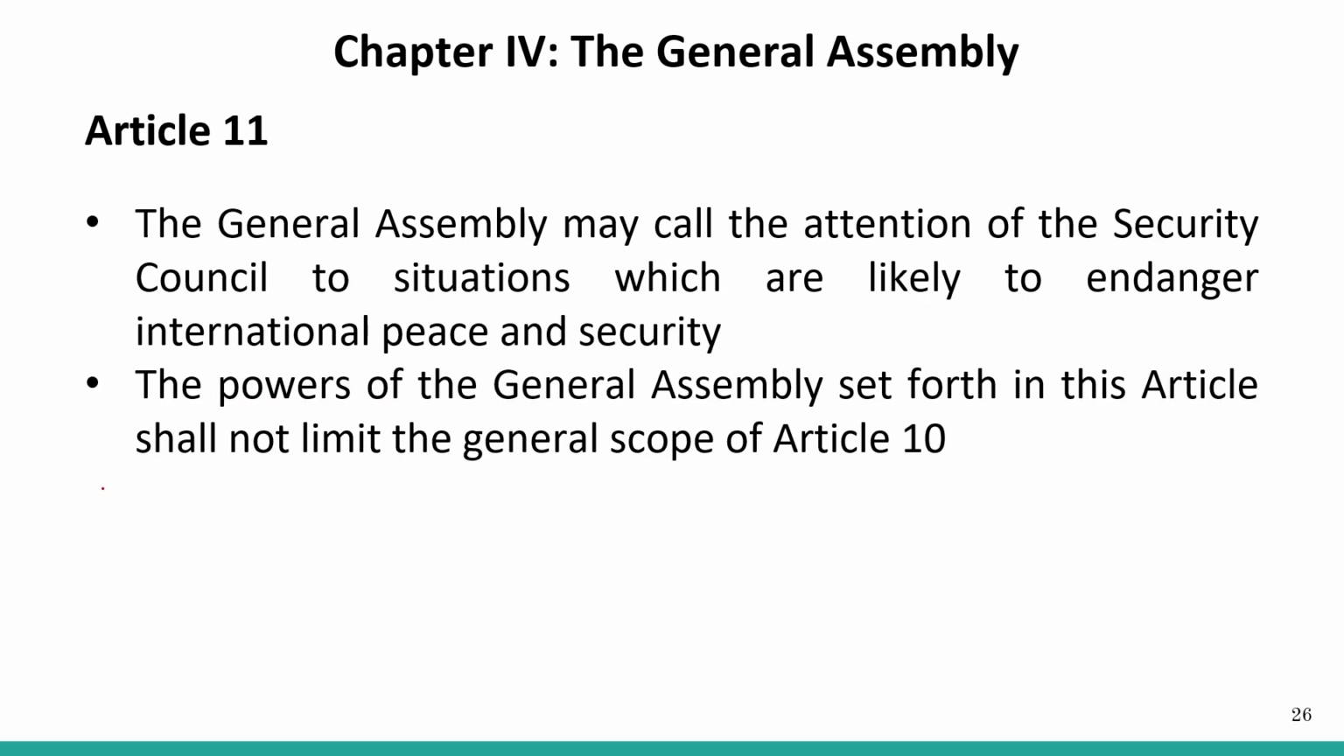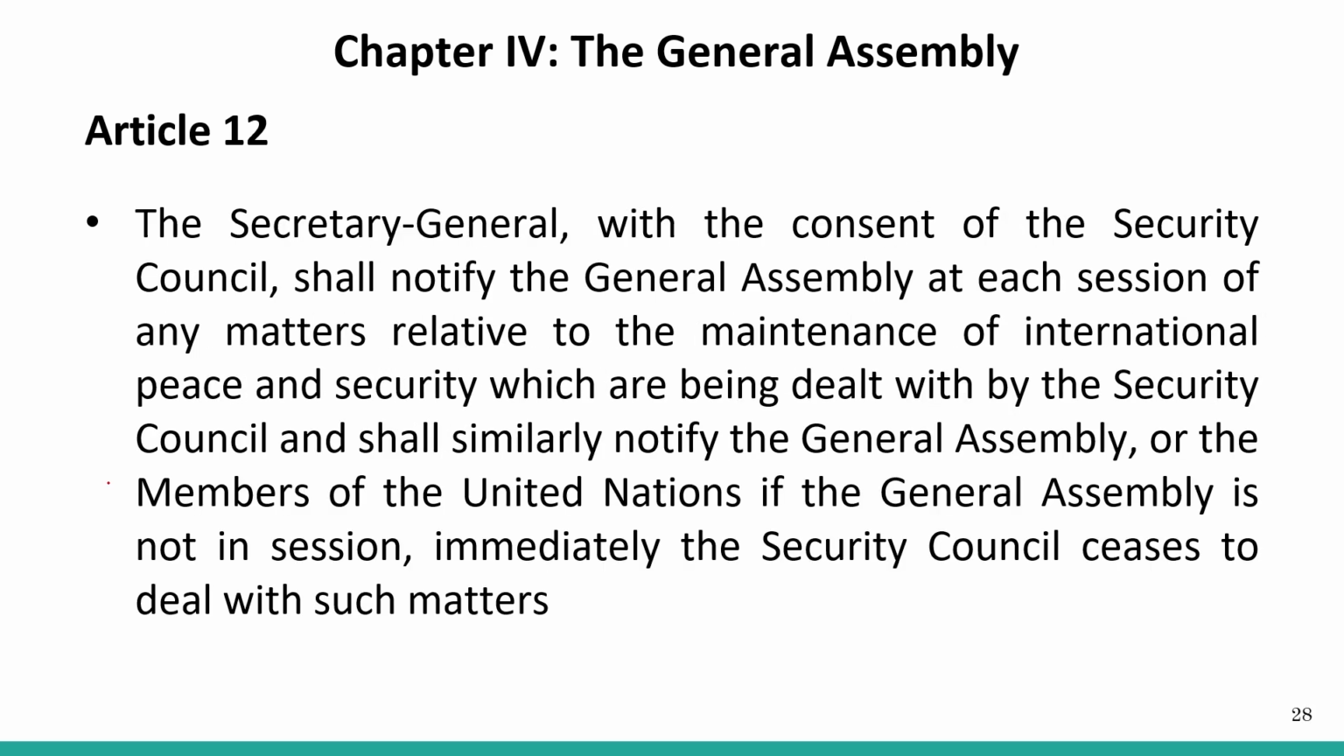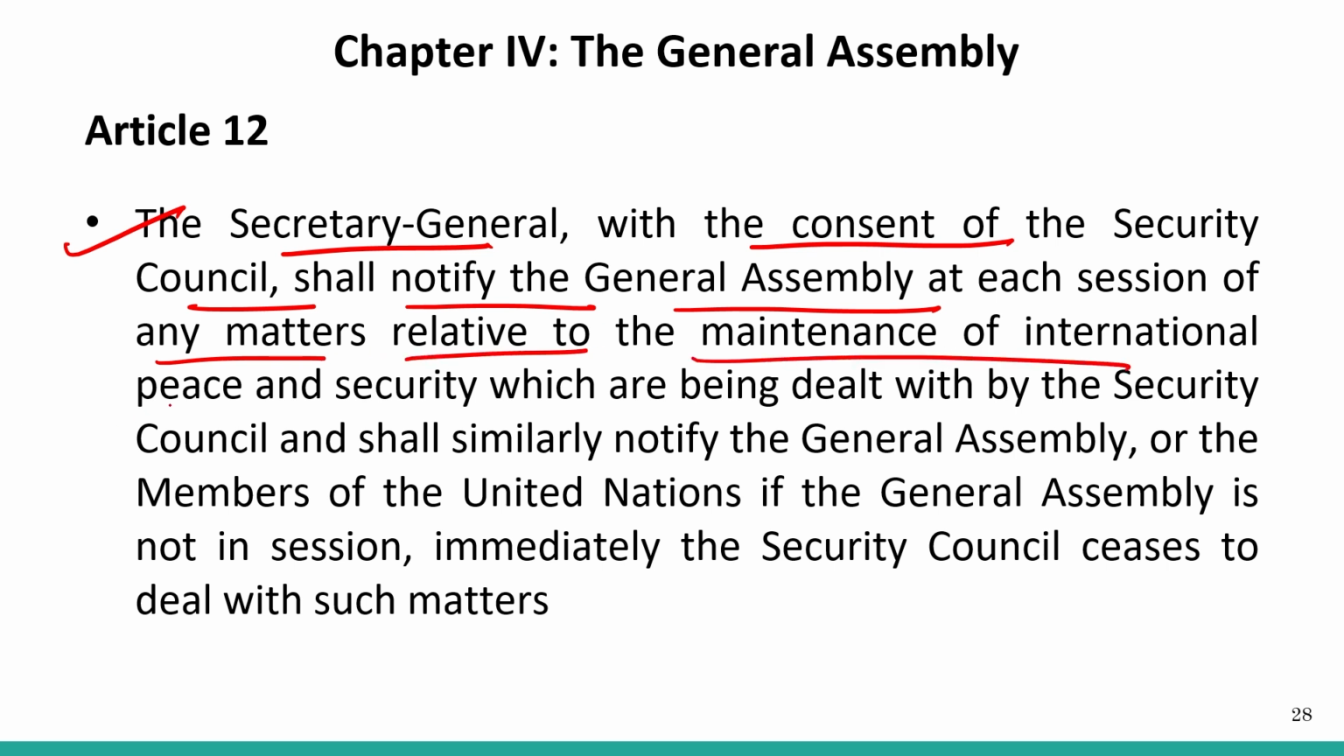So I suppose you have understood what Article 10 and 11 are talking about, and let's try to understand what Article 12 is. Article 12 says that the Secretary General, with the consent of the Security Council, shall notify the General Assembly at each session of any matter relating to the maintenance of international peace and security. So it is the Secretary General. Don't get confused that it will be the Security Council directly. No.